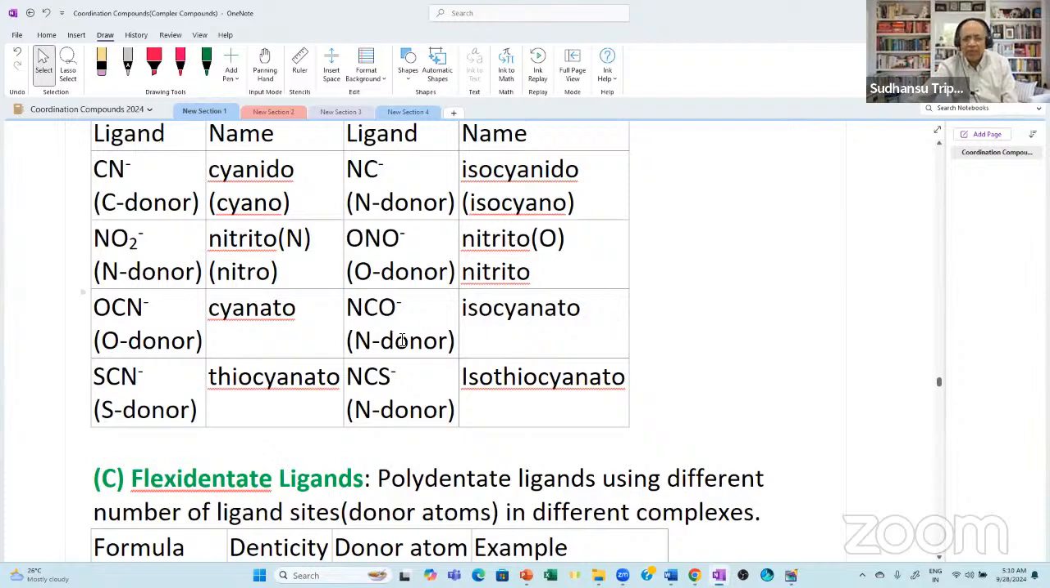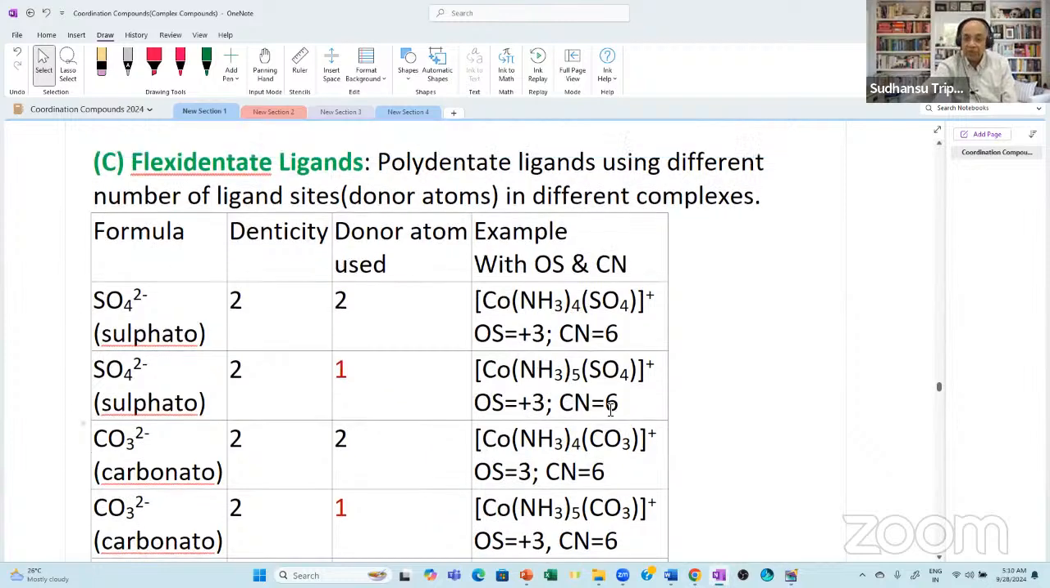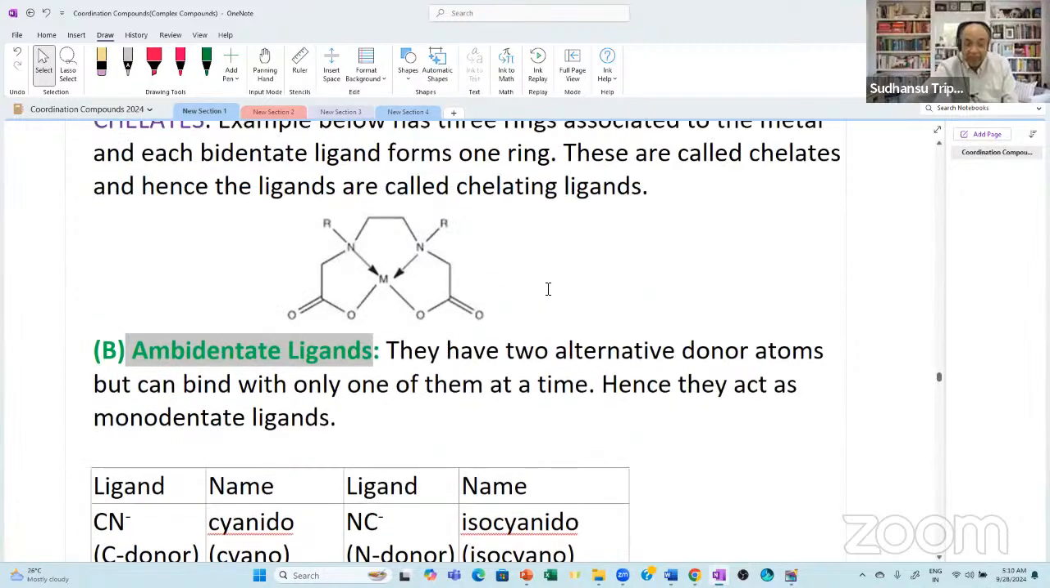Hopefully, you have copied as much as possible. Isocyanato. We also make tables. Till taught, I will be giving a file containing far more contents, which may not be completed in one class, but you write till taught from the main file.